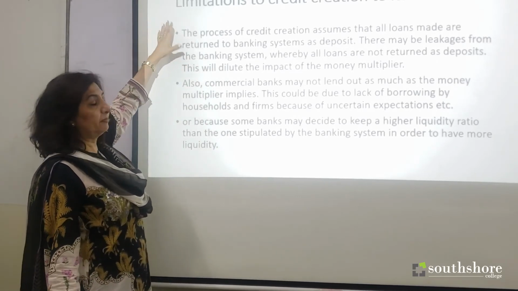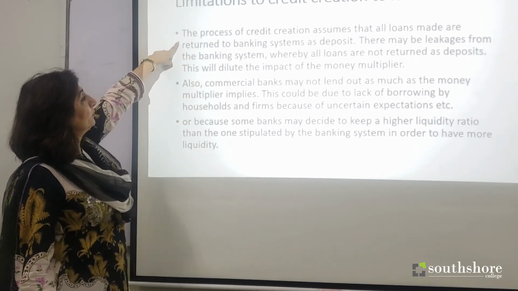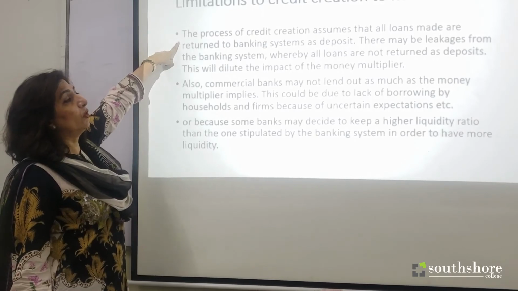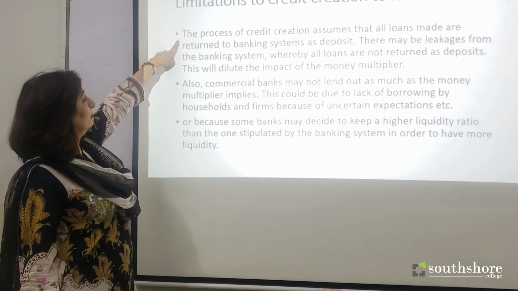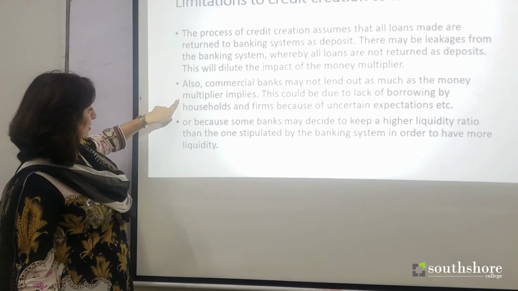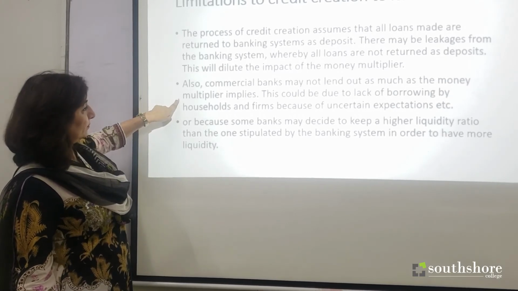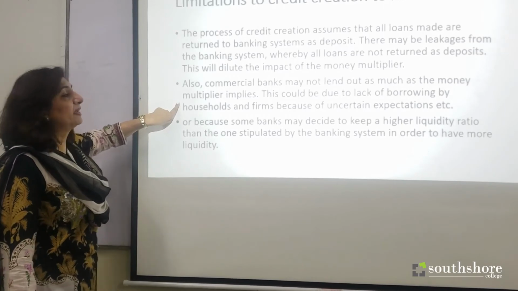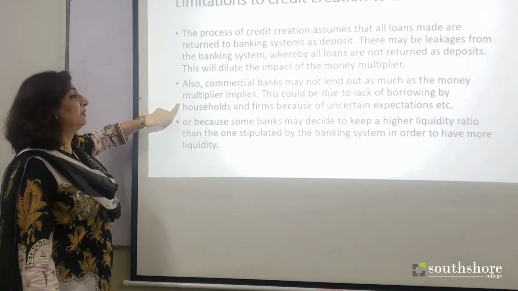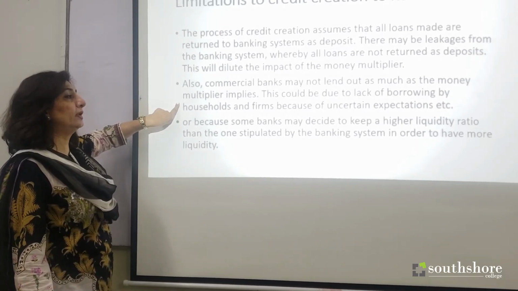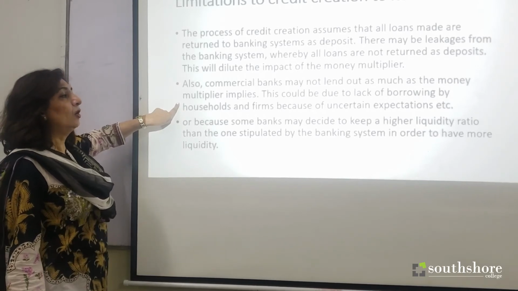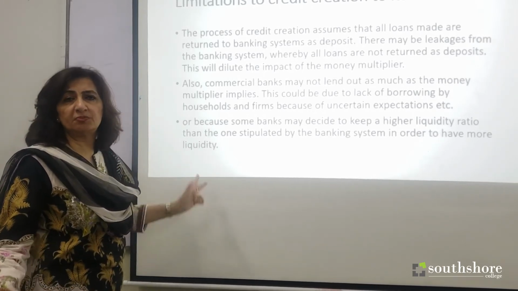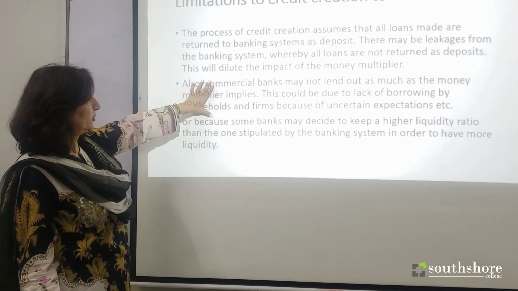Okay, so the first limitation to the operation of this credit multiplier, or money multiplier, is that the process of credit creation assumes that all loans are made. Commercial banks may not lend out as much as the money multiplier implies. This could be due to a lack of borrowing by households and firms, or because of uncertain expectations, people don't want to borrow. So this was the first point I have explained.